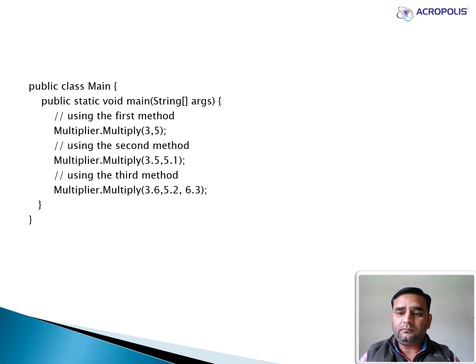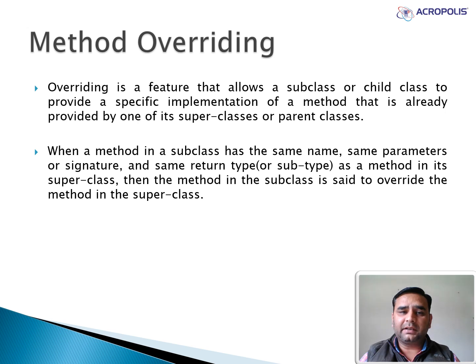Okay, then there is a concept called method overriding. As in method overloading, we have seen that the name of the method is the same, but their parameters are different. But overriding is a feature that allows a subclass. It is generally used in the inheritance hierarchy.